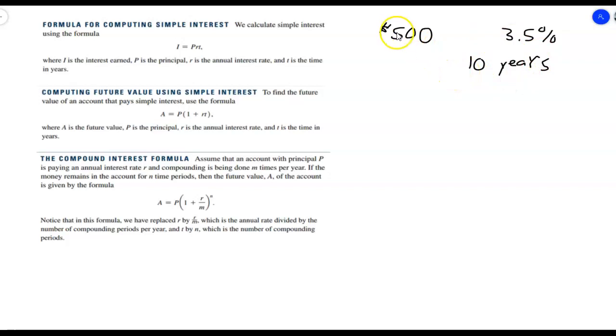See if you can take a guess at first and see what you think it would be. Now remember, we're not seeing how much we have in total yet. That's the next formula. All we're doing is seeing how much interest we're going to earn in 10 years.